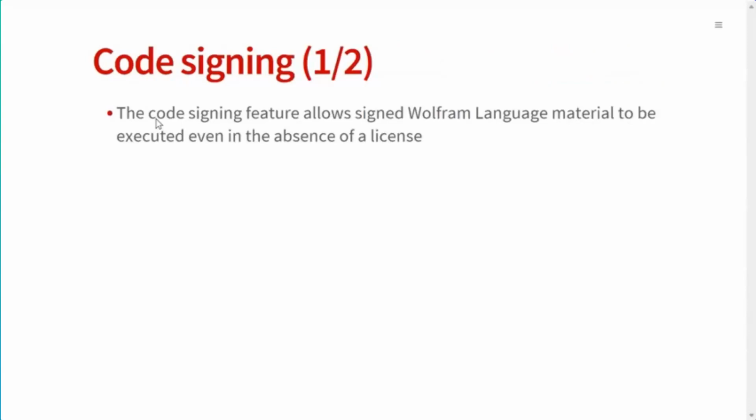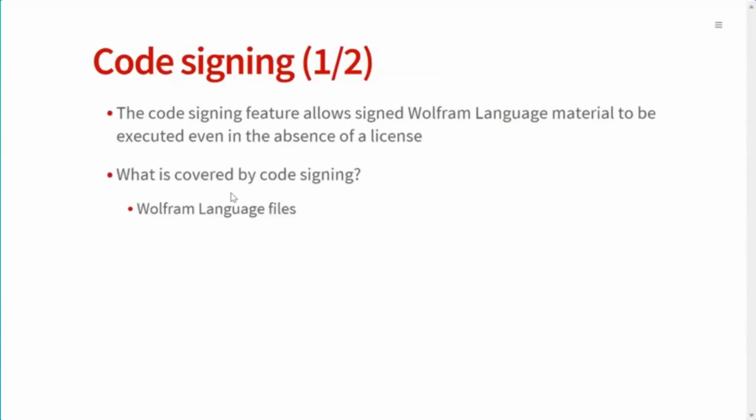Okay, so an additional point, as I mentioned, is code signing. The mechanism that allows us to have Wolfram Language execute even in scenarios where there's no license is something we're calling code signing. The kernel allows itself to run signed Wolfram Language even if there is no license around. There's three things covered by code signing.